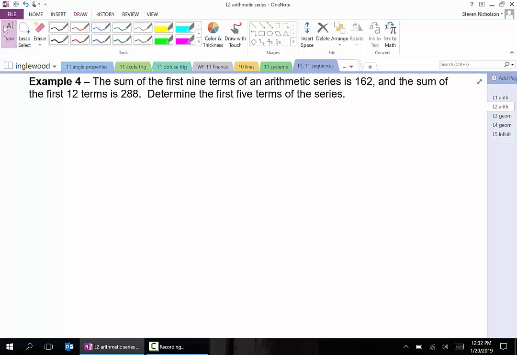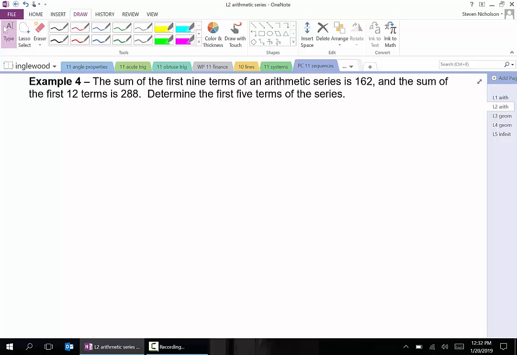So in this question right here, it might look like, well, if I could figure out those 3 numbers in between, I could go ahead and do that. Because again, the 10th, 11th, and 12th terms are the difference between 288 and 162. So that's a possible solution. But the way I'm going to do it is I'm going to solve with a system.